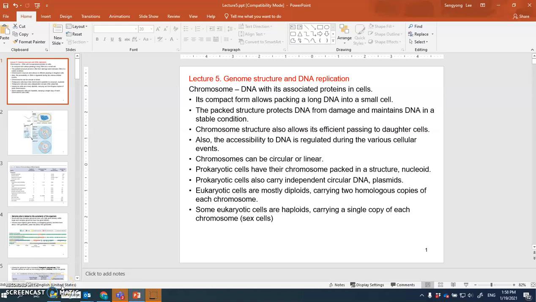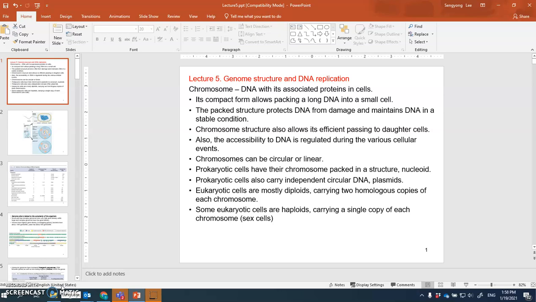Okay, lecture 5 will discuss the genome structures of different systems as well as the DNA replication process. First, the structure of the chromosomes or genomes, if you will.